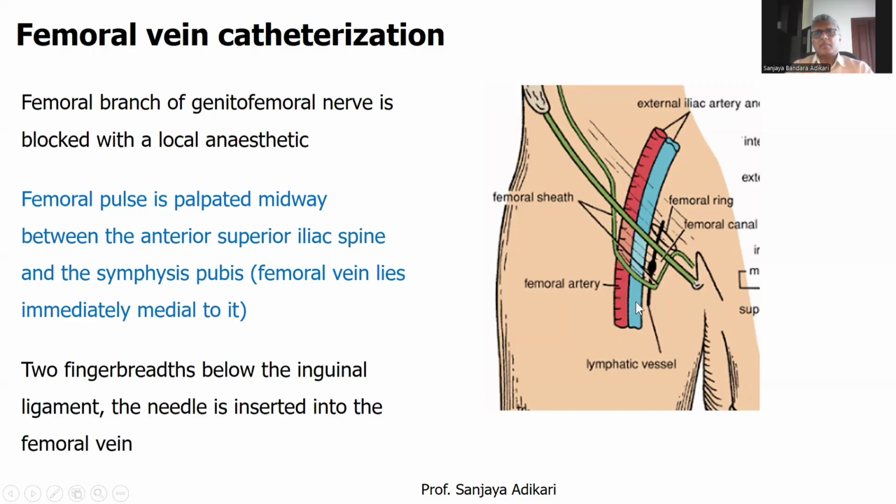Since the vein lies immediately medial to the artery, the best way to catch the vein is to palpate for the arterial pulse. So you palpate for the arterial pulse below the inguinal ligament and you go immediately medial to that. You don't go just below the inguinal ligament, you take about 2 finger breadths below that. So you look for the pulse, go 2 finger breadths below the inguinal ligament, just medial to the femoral pulse, then you can enter the femoral vein.